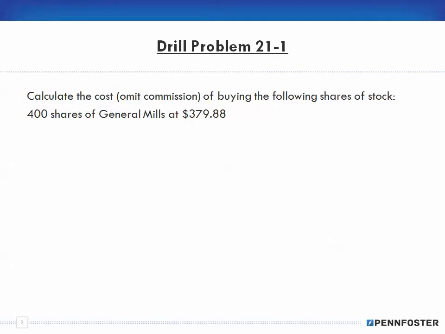All right, so drill problem 21-1. Let me get my pen. It says calculate the cost, omit commission, of buying the following shares of stock. 400 shares of General Mills at $379.88. So the cost is the price of the stock, $379.88, times the 400 shares.